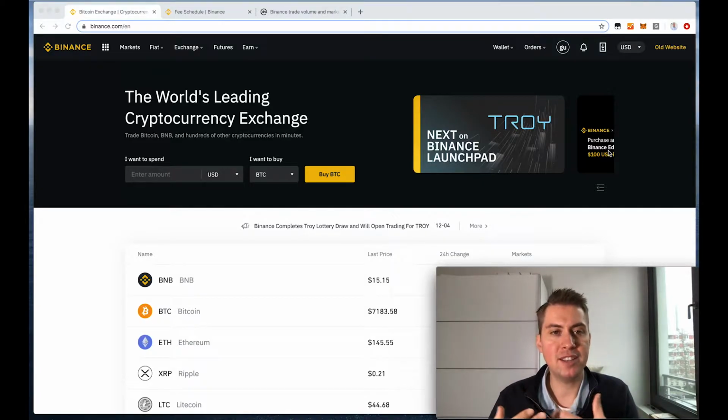As you may know, Binance is the world's biggest cryptocurrency exchange. So it's the number one place where people actually trade cryptocurrencies. And because of that, it also has the highest liquidity. So it's actually pretty easy for most of the cryptocurrencies to get into a position or get out of a position for a fair price.